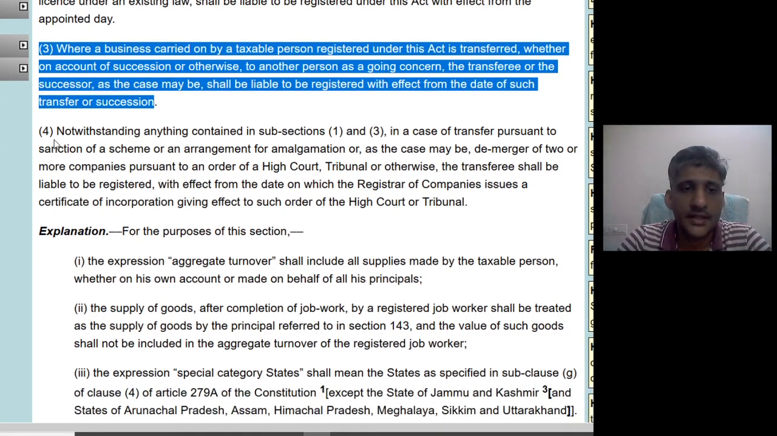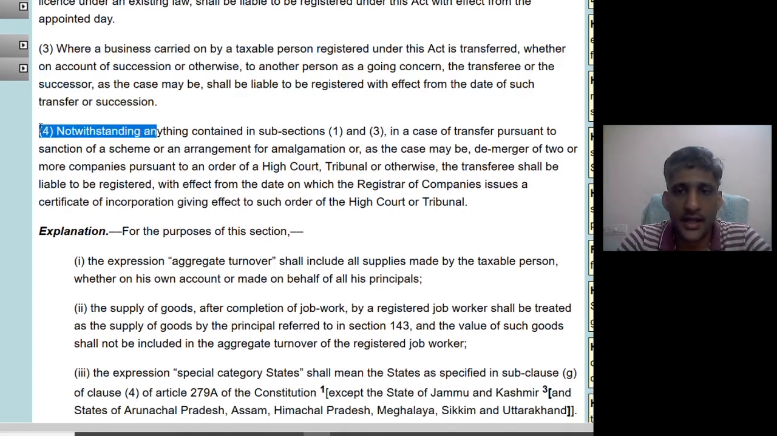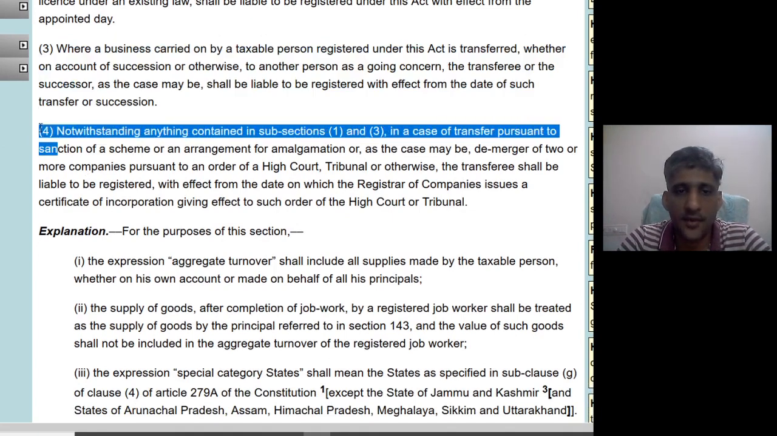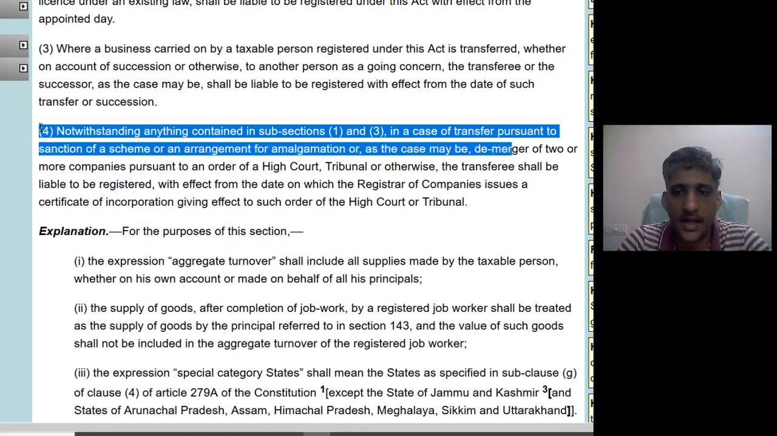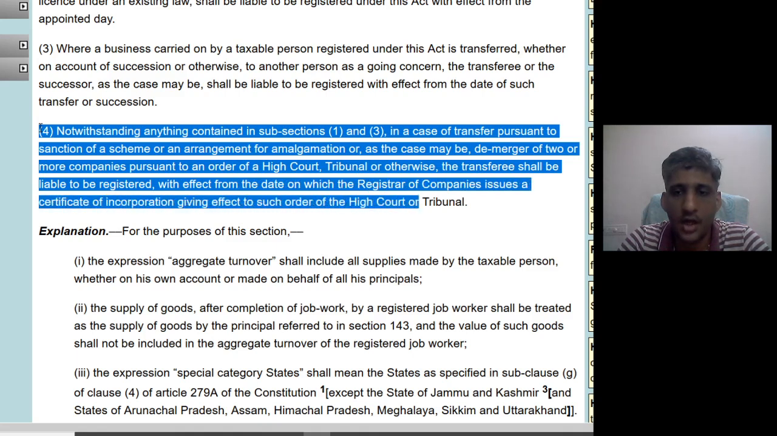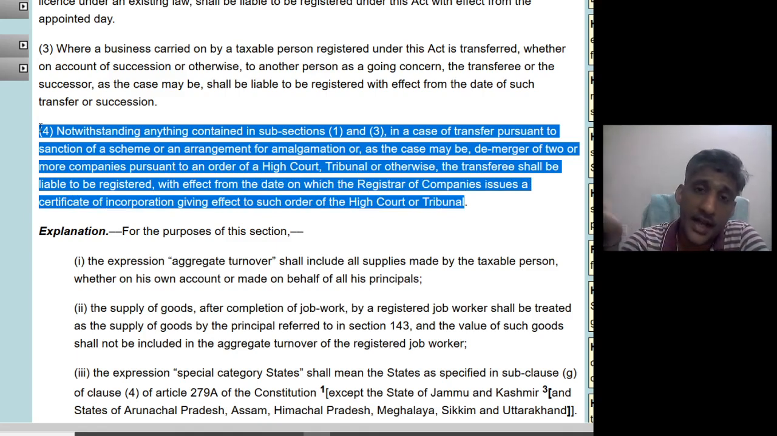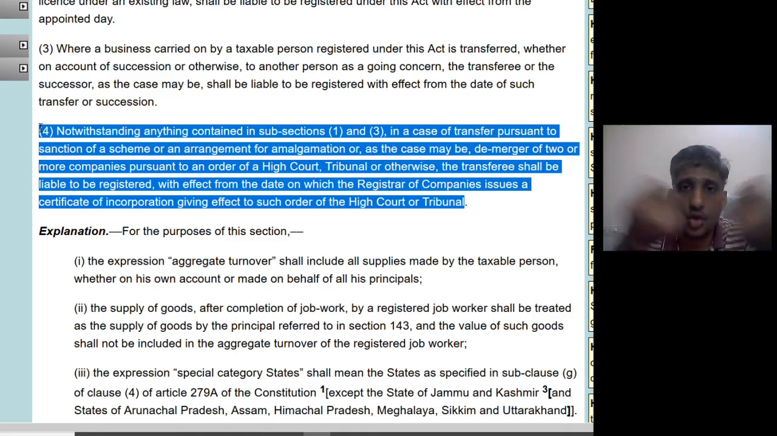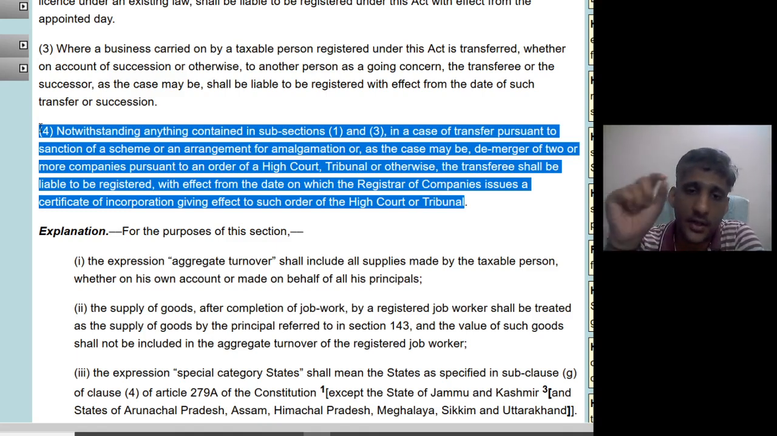Then, notwithstanding anything contained in 1 or 3, in case of transfer pursuant to a sanction of scheme of arrangement or amalgamation, or the case may be demerger of 2 or more companies pursuant to an order of the High Court, tribunal or otherwise, the transferee company shall be liable to be registered with effect from the date on which the ROC issues the certificate of incorporation giving effect to such order of the High Court. So when the High Court issues an order or NCLT issues a merger order, the ROC has to recognize it. Then the ROC will issue 2 different certificates or 1 certificate. The certificate will be issued on a particular date. On that date, they have to apply for a separate registration. Who? The transferee company or the existing company, the resultant company.